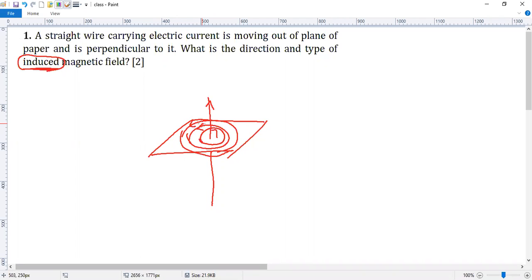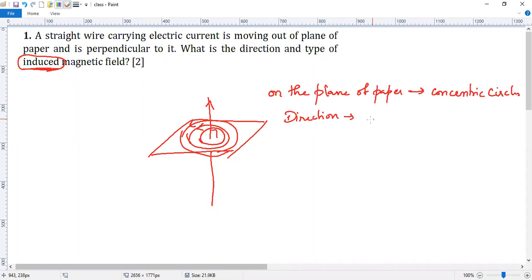Your fingers will wrap around this particular wire. Correct? So how will you write? On the plane of paper, it appears as what? Concentric circles. So either எழுதுறதுக்கு 1 mark and the direction is anti-clockwise direction. How did you find this as anti-clockwise direction? By right hand thumb rule. Yes.